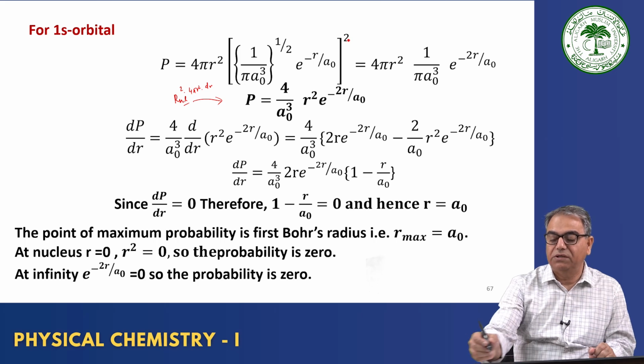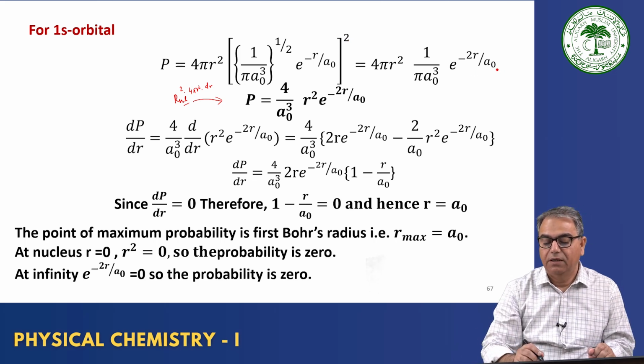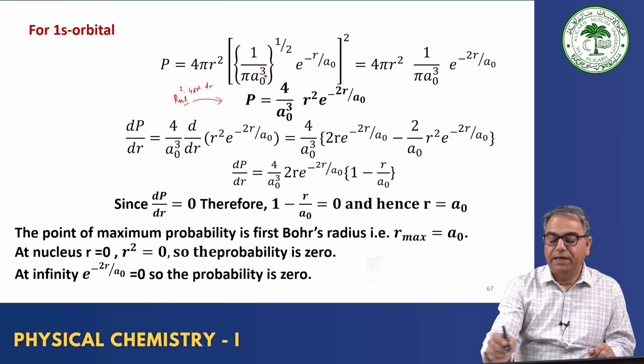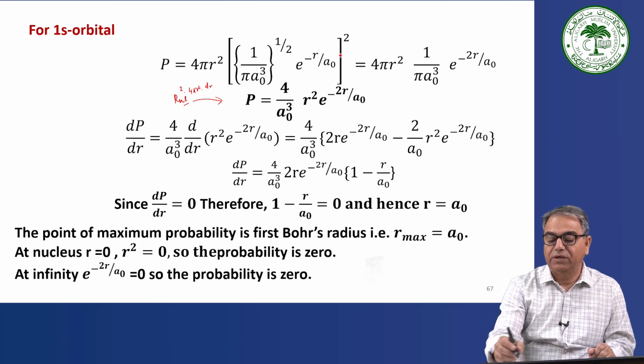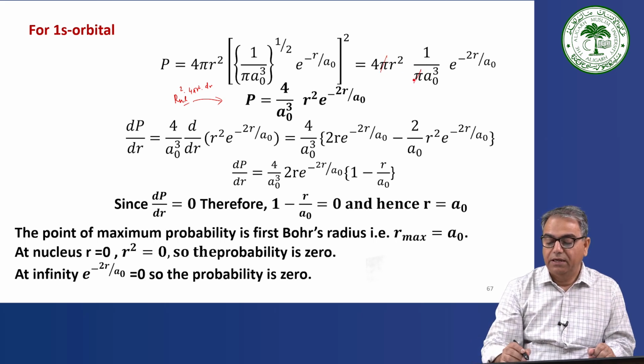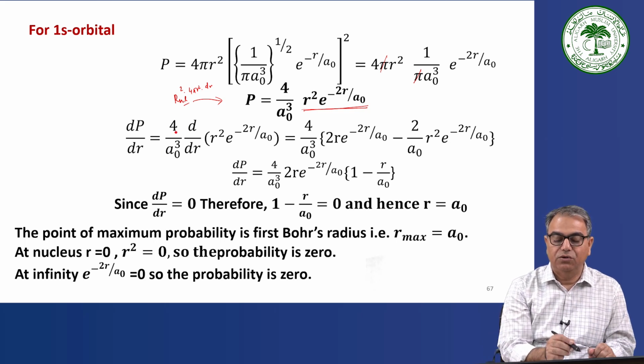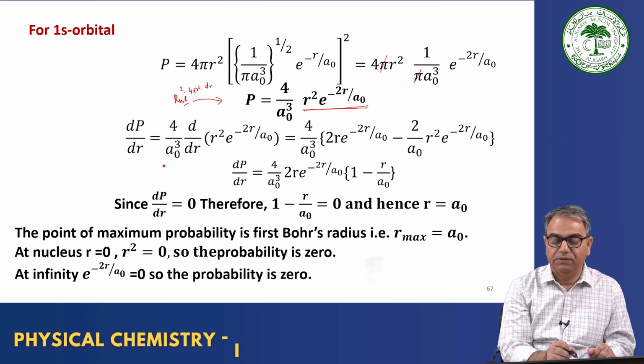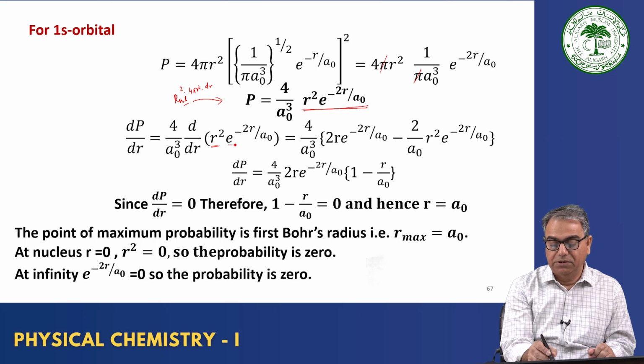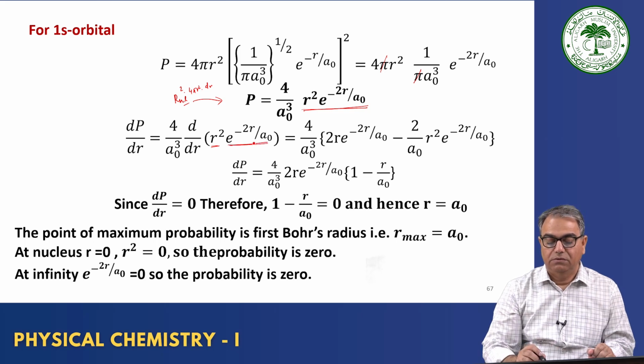It is the square of this function, so exponential minus 2r divided by a naught, and also a square of the constant, so it will be 1 by pi a naught cube, and 4 pi r square is already there. Finally you get 4 divided by a naught cube, and pi will cancel. Then you have r square exponential minus 2r divided by a naught as the function, and 4 divided by a naught cube is the constant. The function has two parts: one is r square, another is exponential minus 2r divided by a naught. So differentiate this.